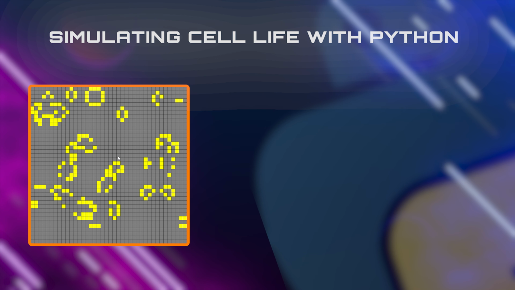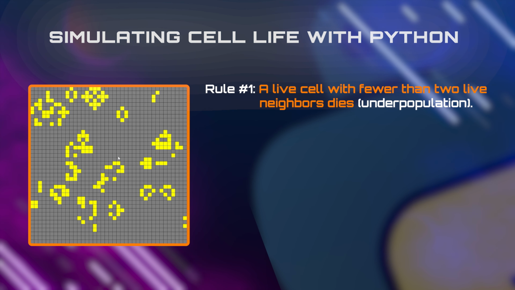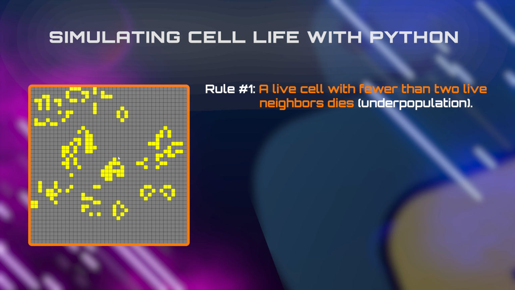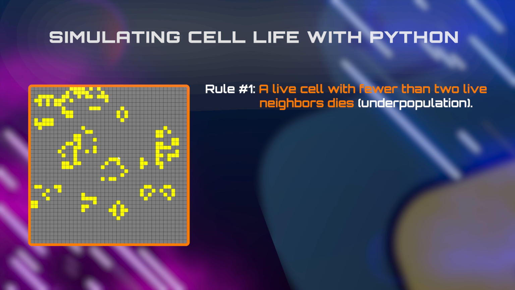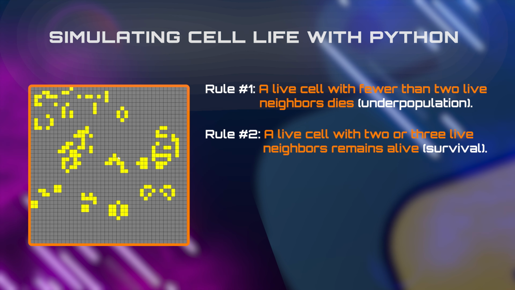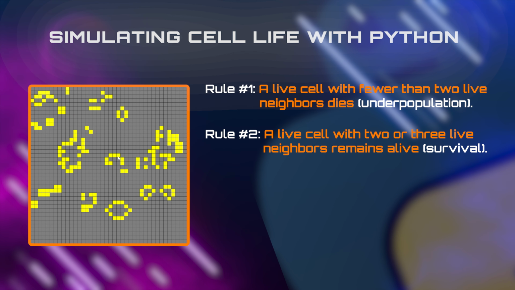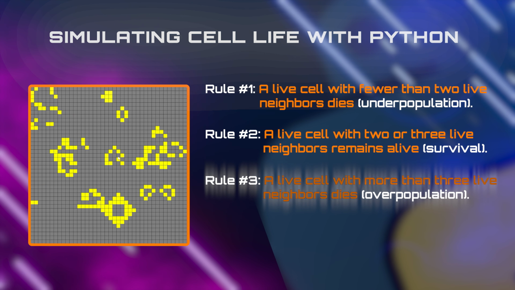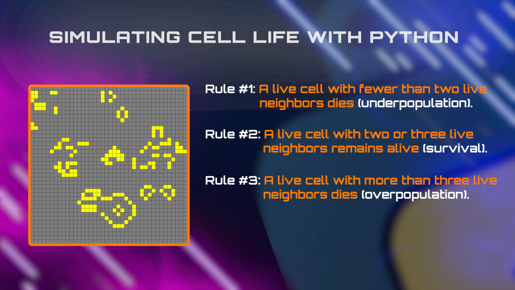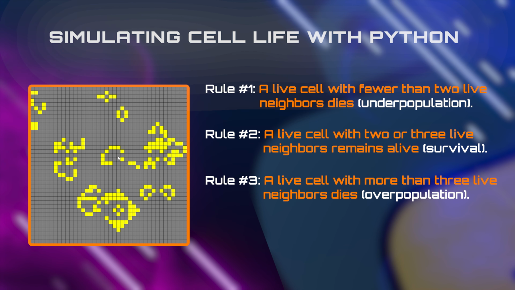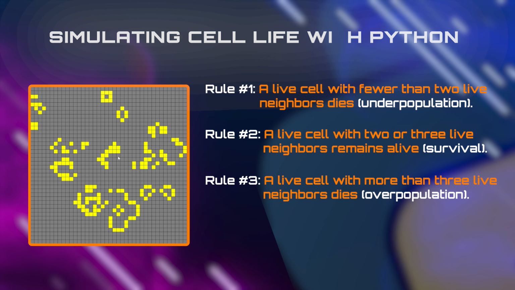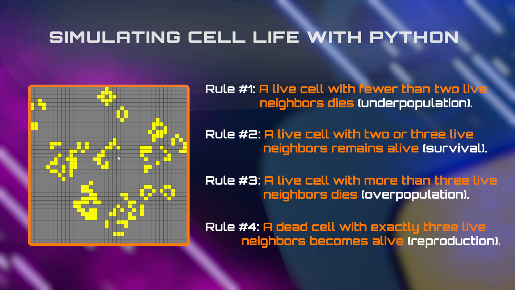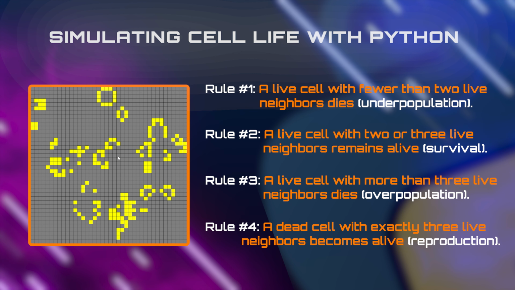Rule number 1 is that a live cell, so the yellow cells you see right here, that has fewer than 2 live neighbors will die. Now that's due to underpopulation. Rule number 2 is a live cell with 2 or 3 live neighbors will remain alive. This is known as survival. Rule 3, a live cell with more than 3 live neighbors dies, and that's due to overpopulation or overcrowding. Rule 4, this is the last rule, a dead cell with exactly 3 live neighbors becomes alive, that's reproduction.